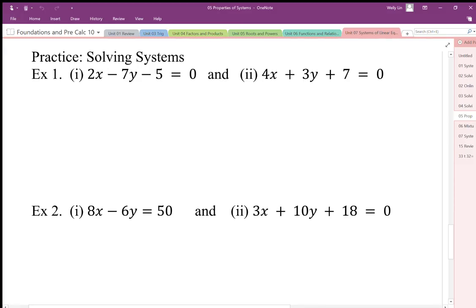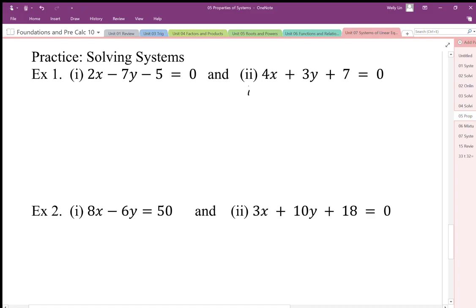Example 1 has 2x minus 7y minus 5 equals 0, and 4x plus 3y plus 7 equals 0. So we want to get rid of one of the variables. It looks like the 2x and the 4x are nicely just double of each other, so I'm going to eliminate the x variable.